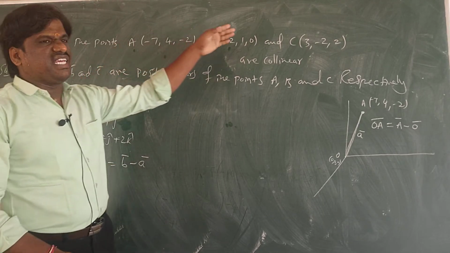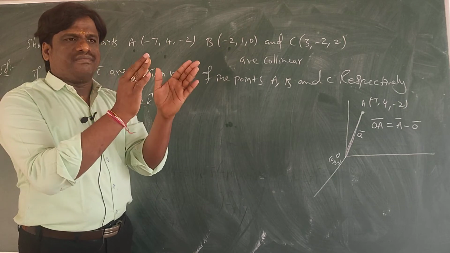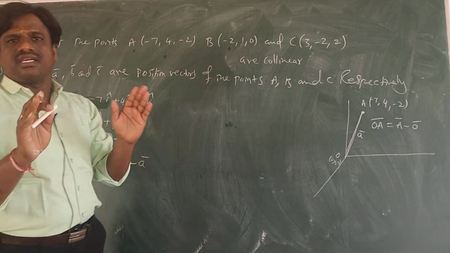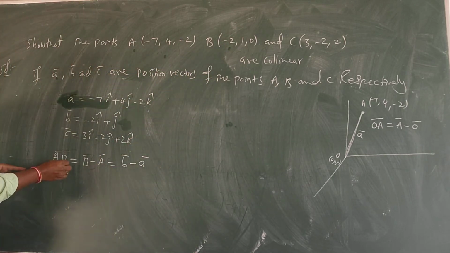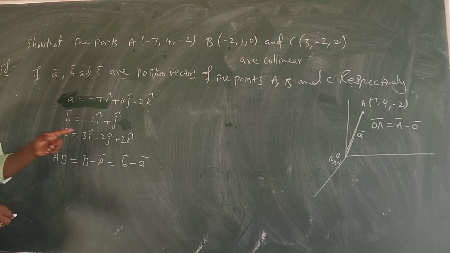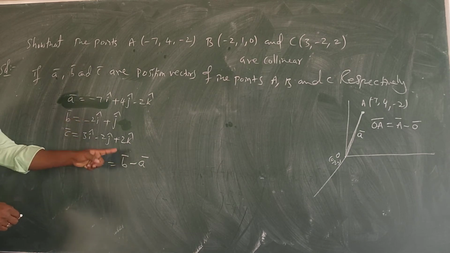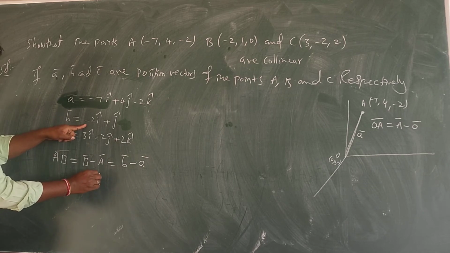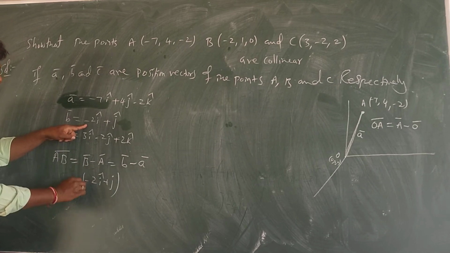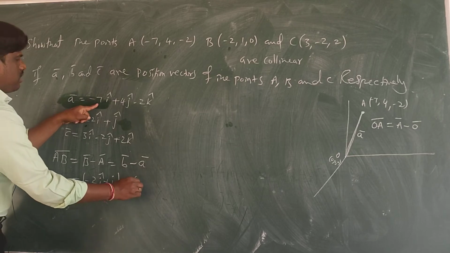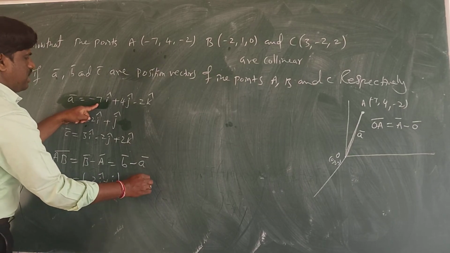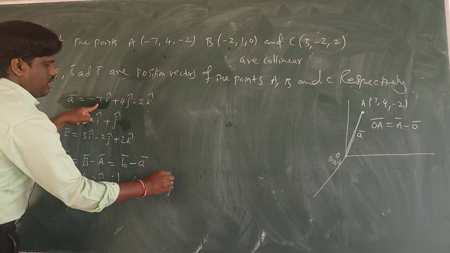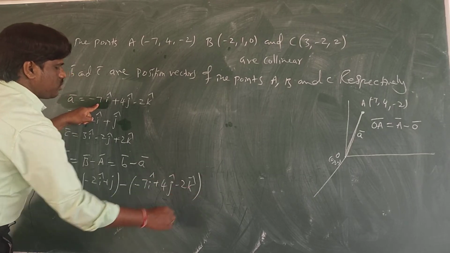Then I may find AC vector. If I find one vector is some lambda times another vector, they are collinear. So AB vector I can write as B minus A. So B is what? B minus A. So then do it here now. B is what here? Minus 2i plus j. Minus A vector is what? Minus 7i plus 4j minus 2k vector, 2k cap.